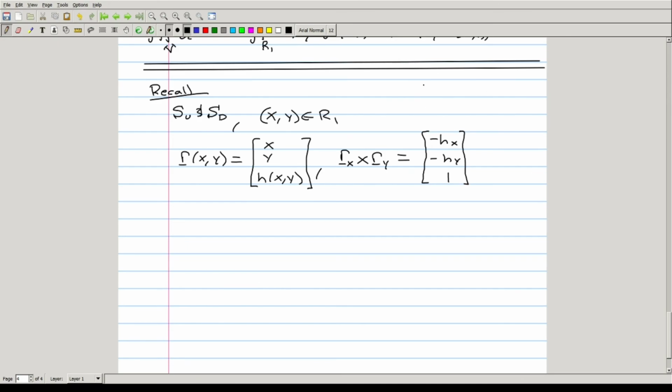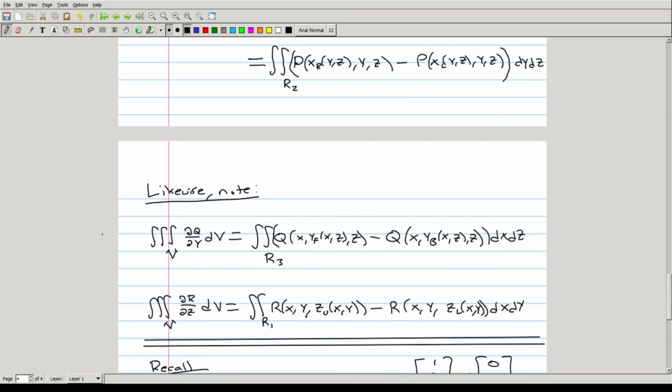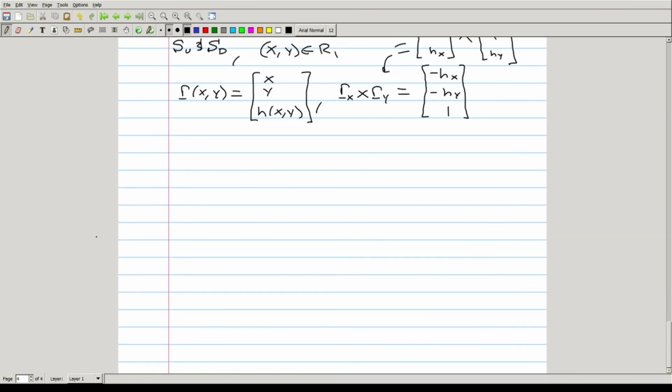Because remember that this is just the cross product of (1, 0, h_x) with (0, 1, h_y). And so this is equal to what we have right here. So the normal vector is going to be plus or minus this, depending on the orientation. And we can do a similar thing for both S front and S back.